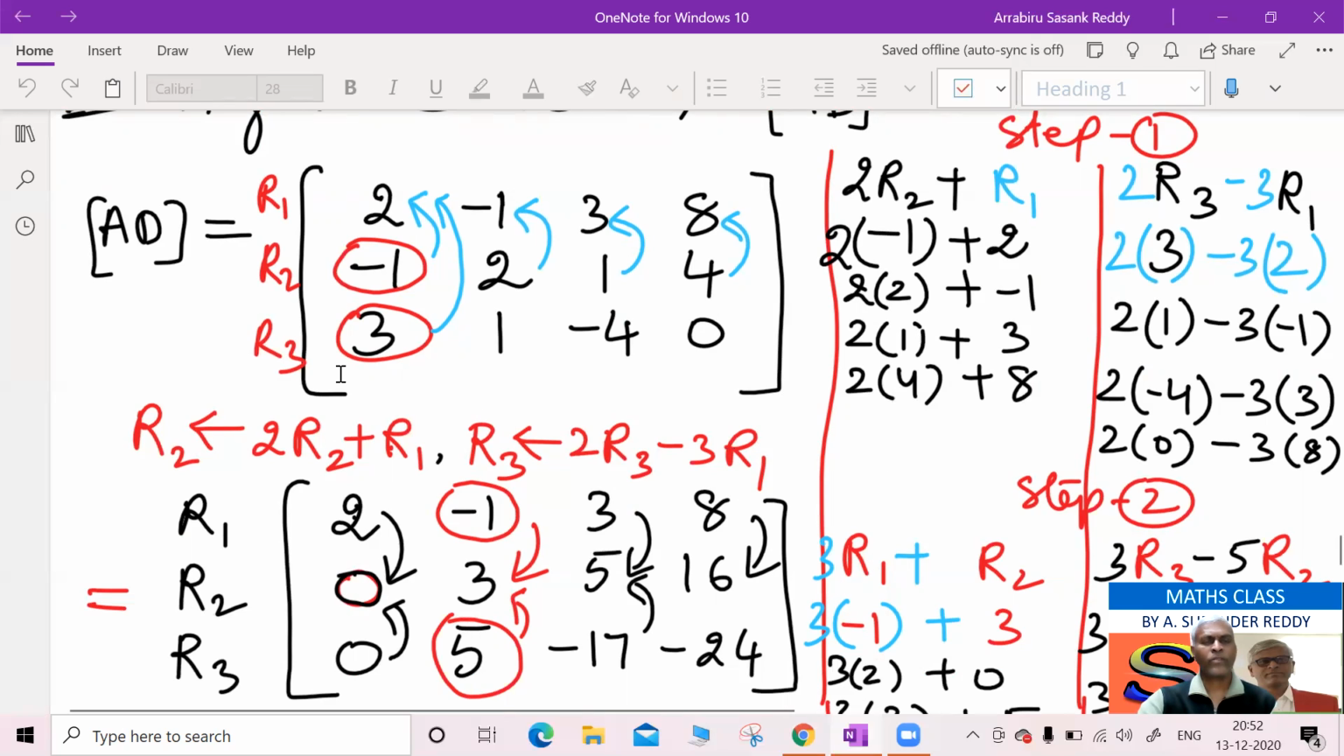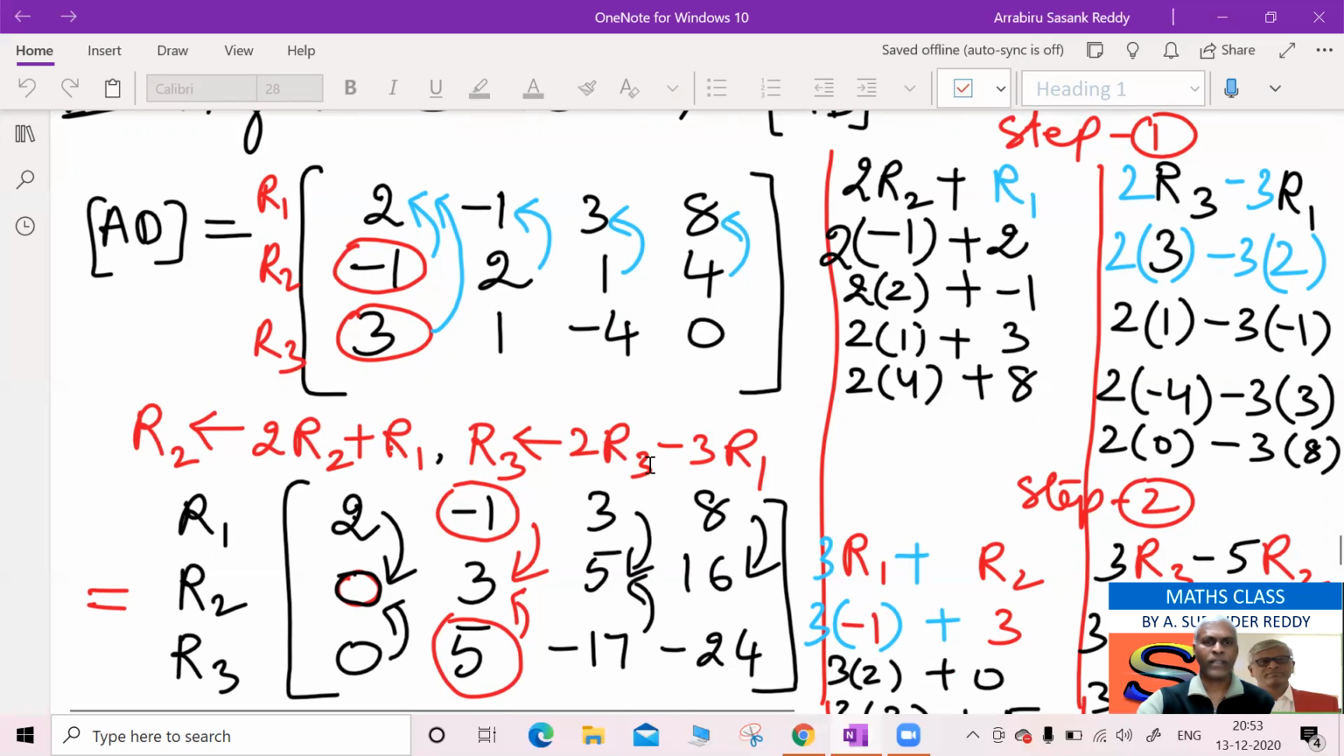Now we have to convert 3 into 0. So for that you take 3 and 2, R3 and R1. R3 value 3, R1 value 2. Take these two numbers 3 and 2. First make them equal. How do you make them equal? Multiply 3 with 2 and multiply 2 with 3. 2 threes are 6, 3 twos are 6. So 2 into R3, 3 into R1, and subtract them, you get 0.